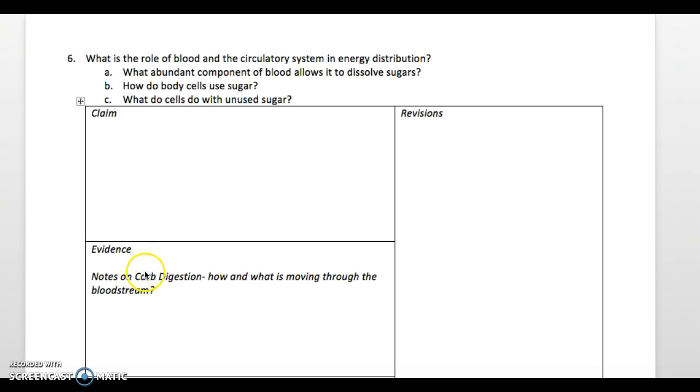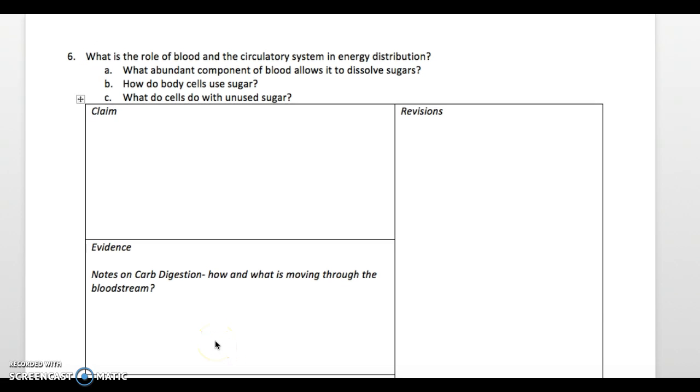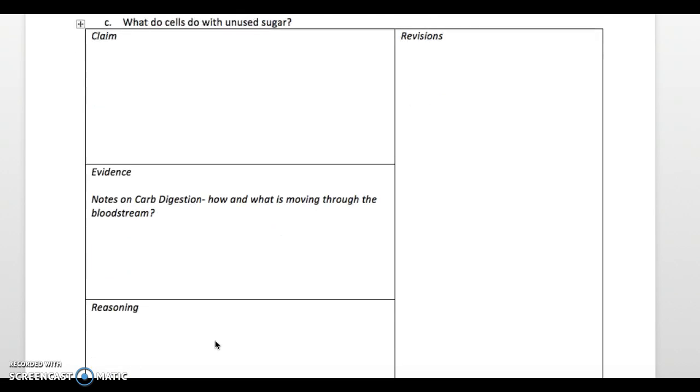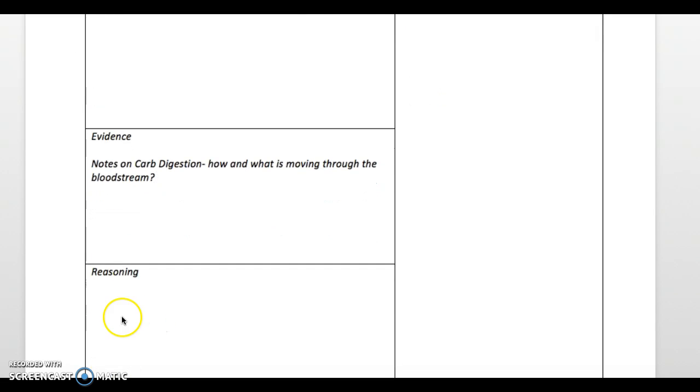So I want you to refer to your carb notes. You might want to draw a section of the carb notes that describes the movement of carbohydrates through the bloodstream and where the monosaccharides go from the bloodstream, okay? So I hope this was helpful.